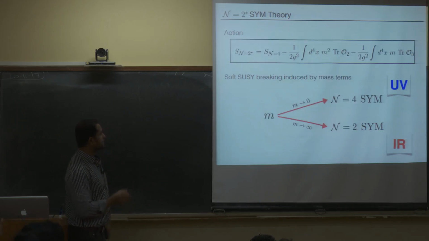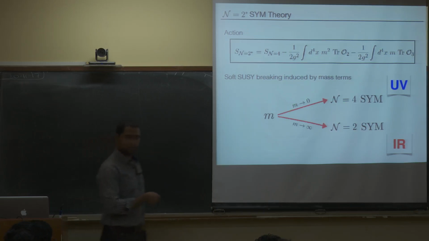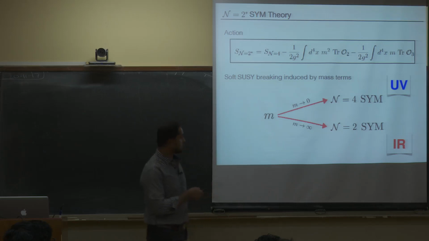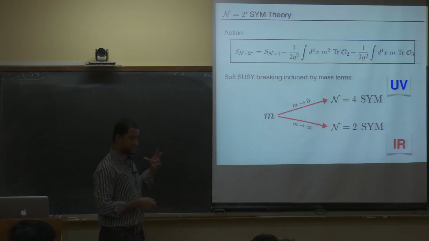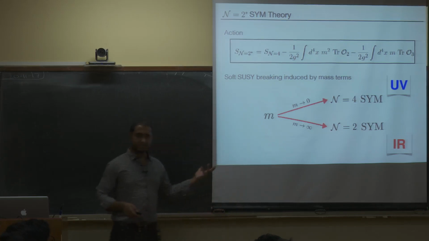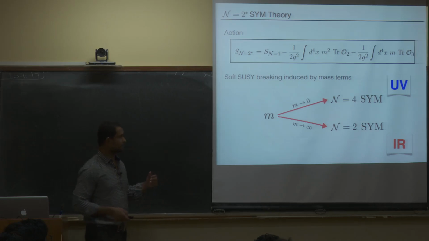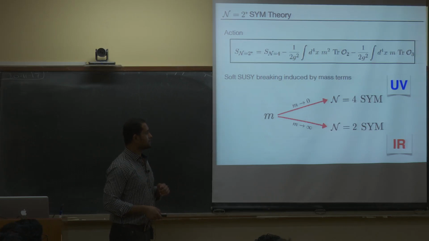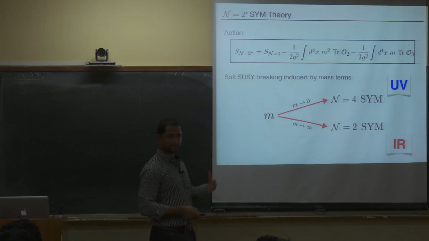So the action of the N=2*, we can write in this way: N=4 action plus these operator deformation terms. So there is soft supersymmetry breaking induced by mass terms. When m goes to 0, we recover N=4 super Yang-Mills, which is in the UV. There is a strong coupling, and a mass scale that is developed in this theory, this N=2* theory. It's similar to Lambda QCD. So in the UV, it becomes N=4 super Yang-Mills, a conformal theory, and in the IR, it becomes N=2 super Yang-Mills.